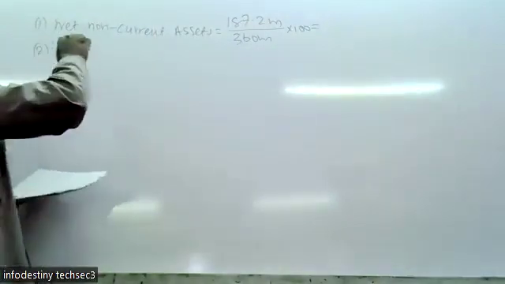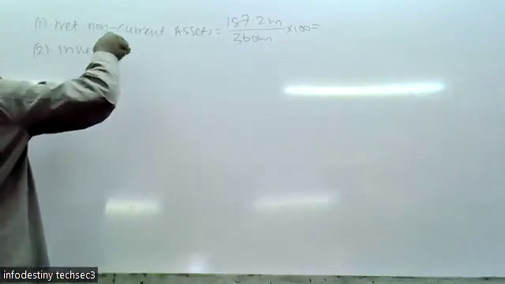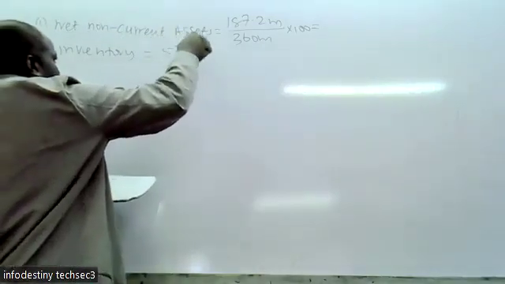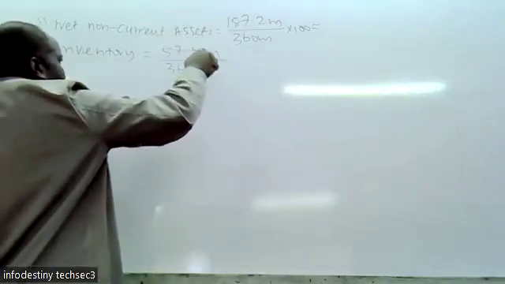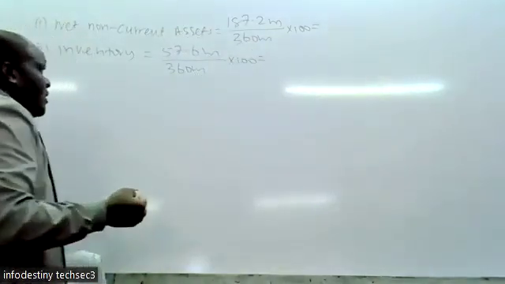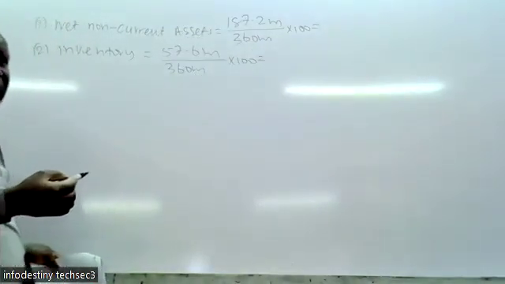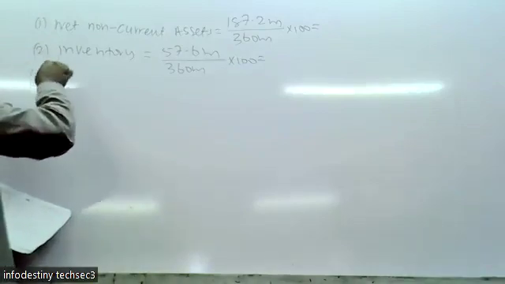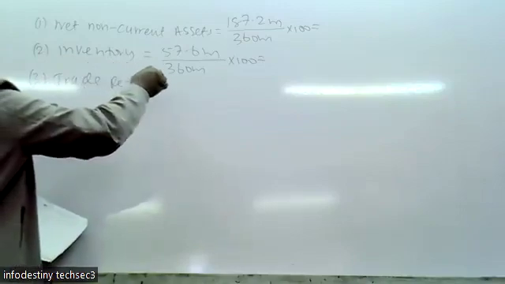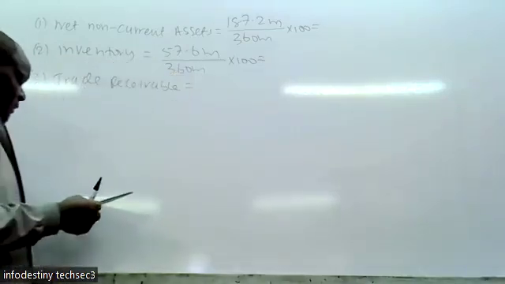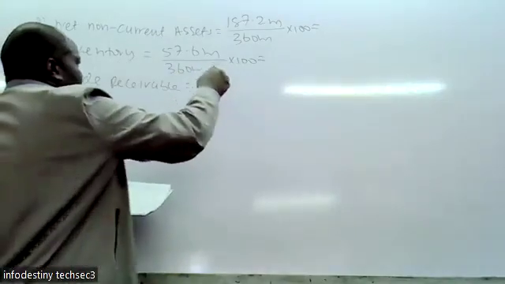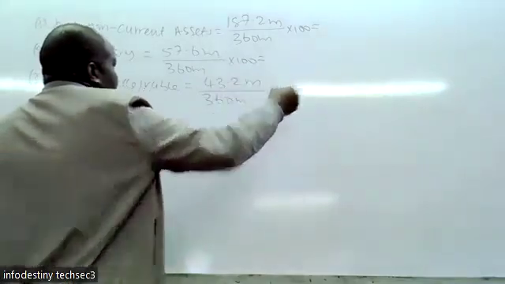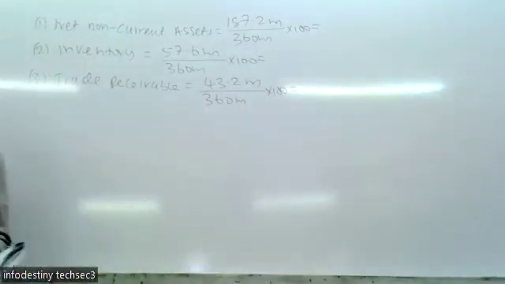Then number two is meant to be inventory. For the inventory, it is 57.6 million. We divide by 360 million and also express it as a percentage. The next one is trade receivables. For the trade receivables, it is 43.2 million. We divide by 360 million. We also express it as a percentage.